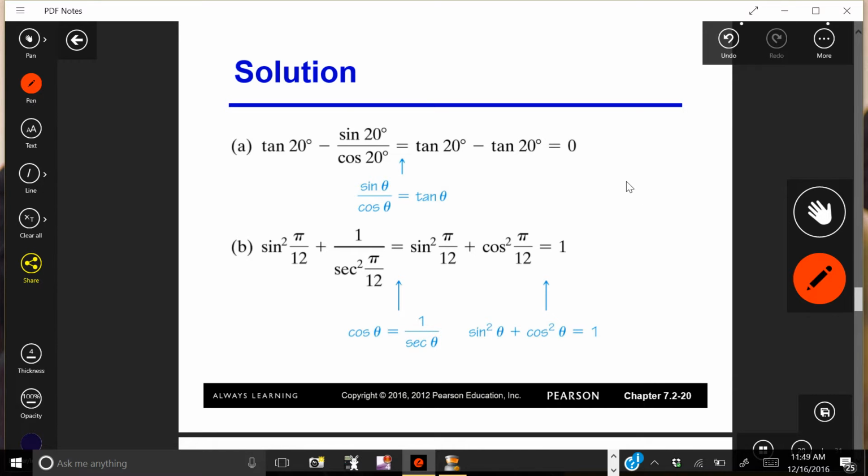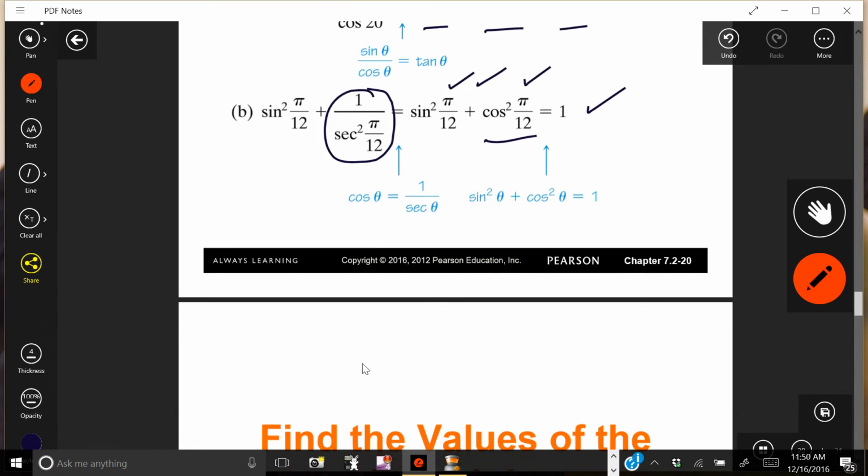Tangent of 20 minus sine of 20 over cosine 20 degrees is tangent of 20 degrees minus tangent of 20 degrees, which is 0. And then sine squared of pi over 12 plus 1 over secant squared of pi over 12. 1 over secant squared of pi over 12 is cosine squared of pi over 12. And we know that sine squared plus cosine squared is equal to 1. Very simple.